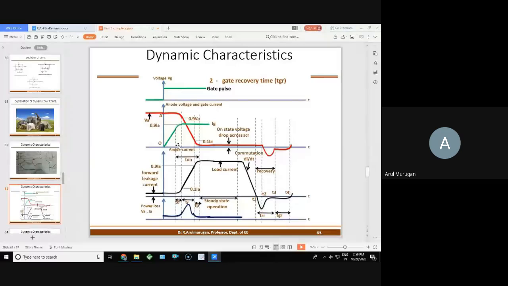The same method applies to the dynamic characteristics. Look at the output of the voltage and the output of the current. This is the input current, the gate current, and this is the output voltage VA. What about the VA conditions? And the output current? You will say about the on condition. The on condition includes the delay time, rise time, and peak time. These three combine: delay time, rise time, peak time.